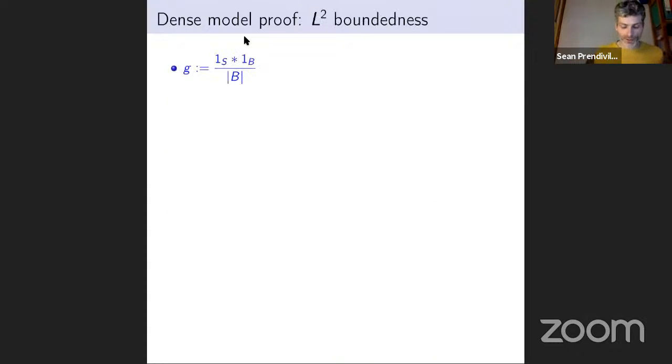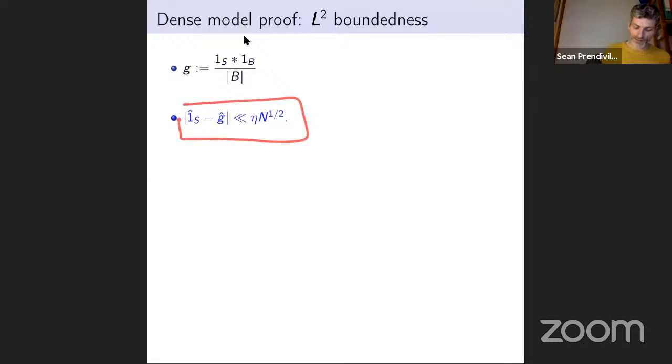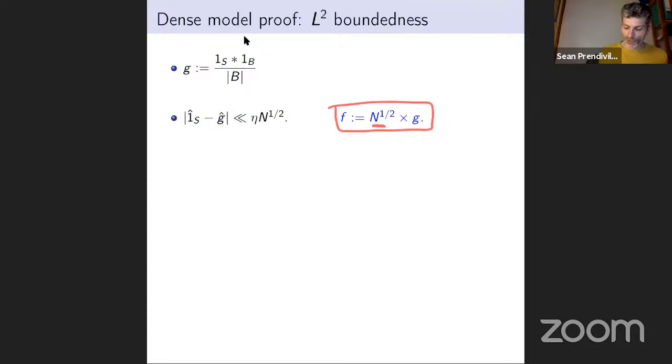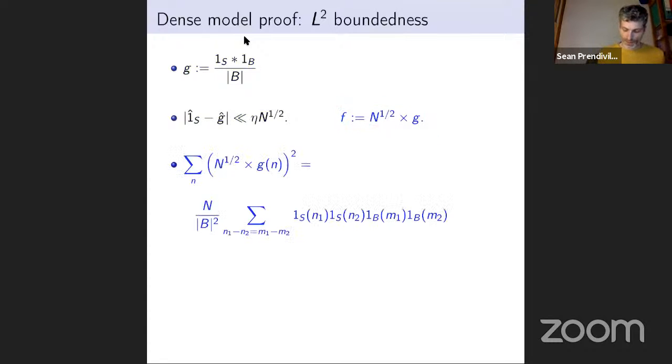So why is this function L2 bounded? Let me just recall what this definition of G is. It's the convolution of the Sidon set with this Bohr set rescaled. And we've got this nice error term. This error in our Fourier approximation is eta times the size of the Sidon set, which is about root n. Now we're going to define f, our dense model, as a rescaled version of this function g. With that rescaling, we get that n to the 1/2 times the Fourier transform of s minus f hat, in the L infinity norm, is at most eta times n. So we've got the closeness in the L infinity Fourier norm.